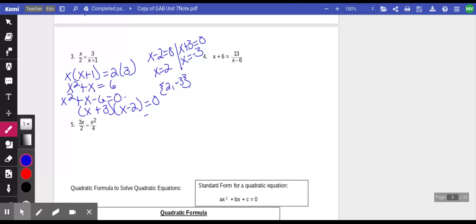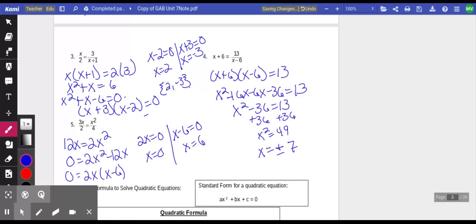So pause again and try 4 and 5. Okay, so on number 4, when I cross multiply, I get x plus 6 times x minus 6, because this x plus 6 here I pretend is over 1. That multiplies to be x squared minus 36. Since I only have an x squared and there is no x, I added 36 to both sides, took the square root of both sides, which gave me x equals plus or minus 7. You could have still subtracted the 13 and factored.